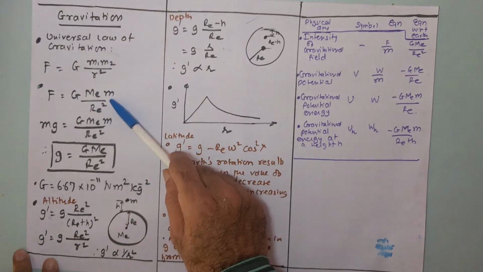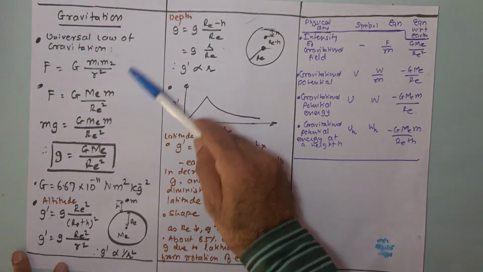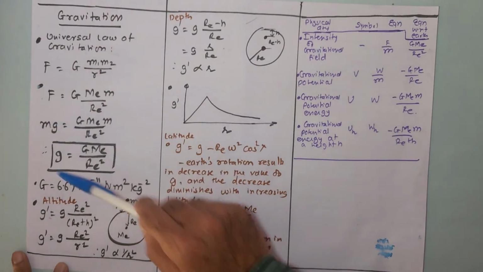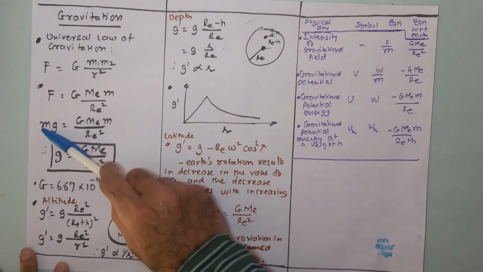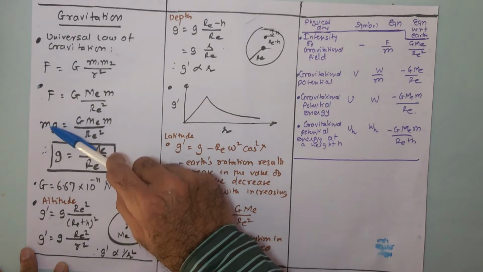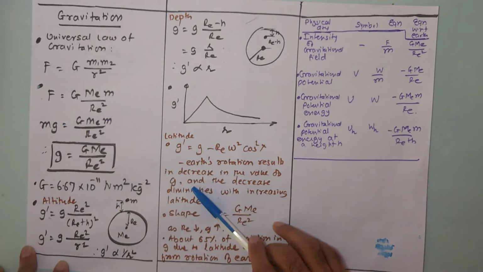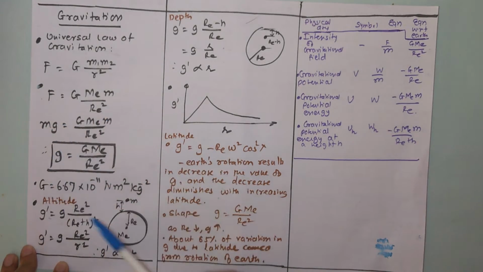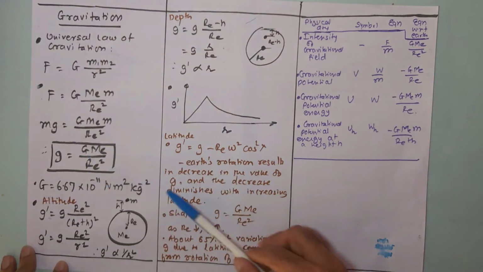And this will give us the force of attraction between the Earth and the object, which is also equal to the weight of the object of this mass m. Therefore, this can be put as mg, because that's the force which is equal to the weight of the object. mg is equal to G Me m upon Re square, and this gives us the value of small g, the acceleration due to gravity, as G Me upon Re square.